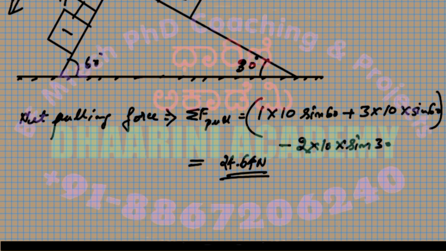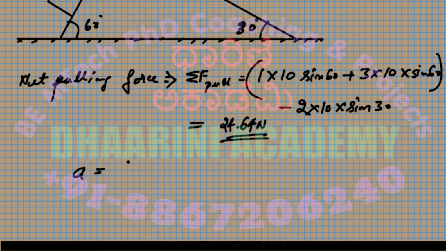Right, now you want to calculate the acceleration, right? So acceleration is equal to net pulling force, that is 24.64, divided by the total mass. Mass still remains same. Every mass you need to add. So 1 plus 3 plus 2 is 6. Okay, approximately 4.1 something meter per second square.